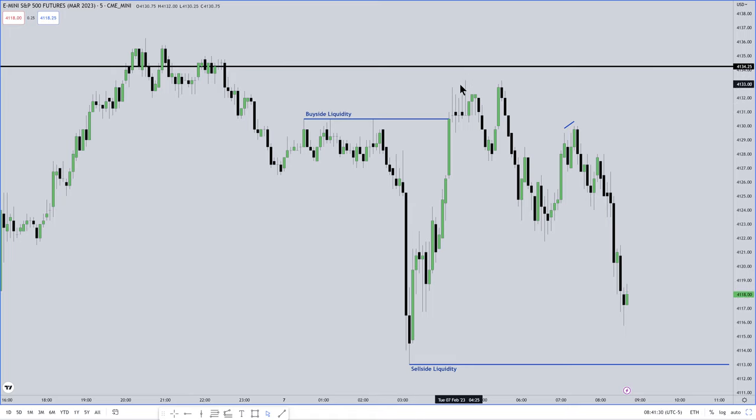So what I teach my students and how I internalize price: when I see that, I'm expecting price to do what? Show a willingness to want to go lower. Because it went up here for real orders. I don't need level two. You don't need level two.